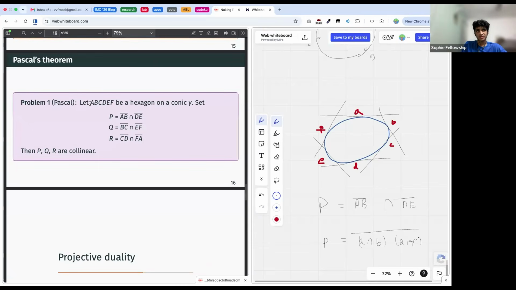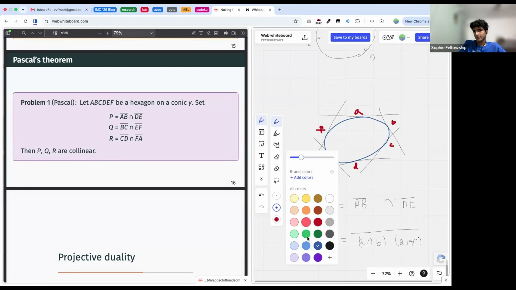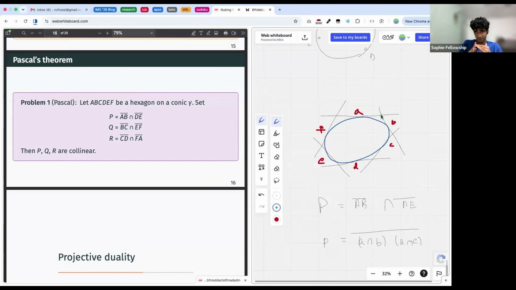So when I say let A, B, C, D, E, and F be points that are lying on a conic gamma, I will instead say let A, B, C, D, E, and F be lines that are tangent to a conic gamma. And instead of saying P is equal to AB intersection BE, I'm going to take this point, which is the line A cap the line B. And I'm going to take this point, which is line D cap line E. And I'm going to take the line joining them. And this line is called P.